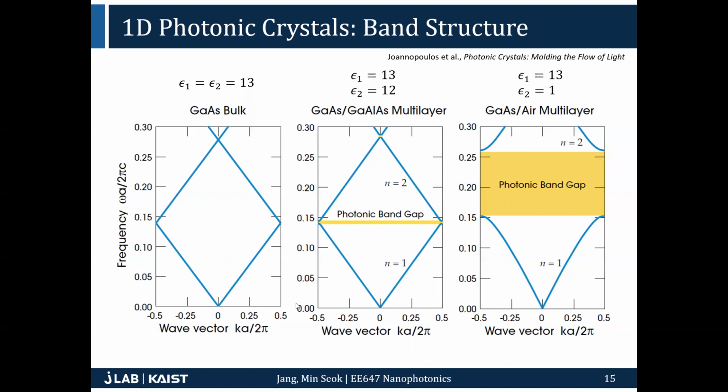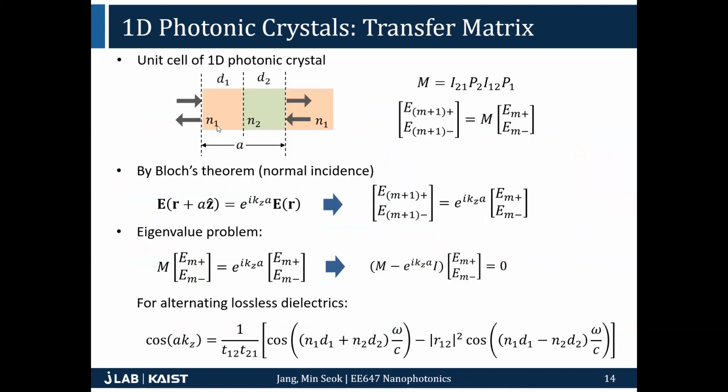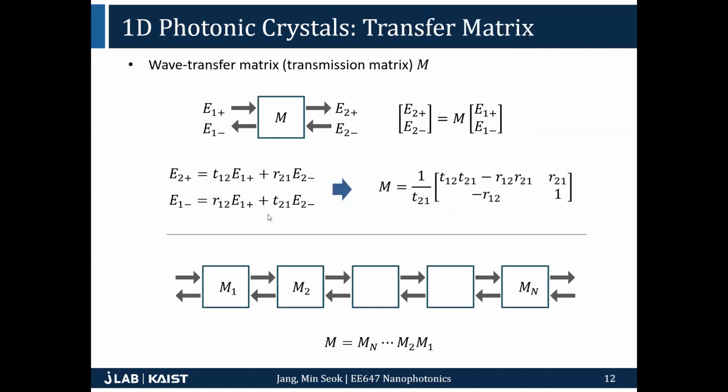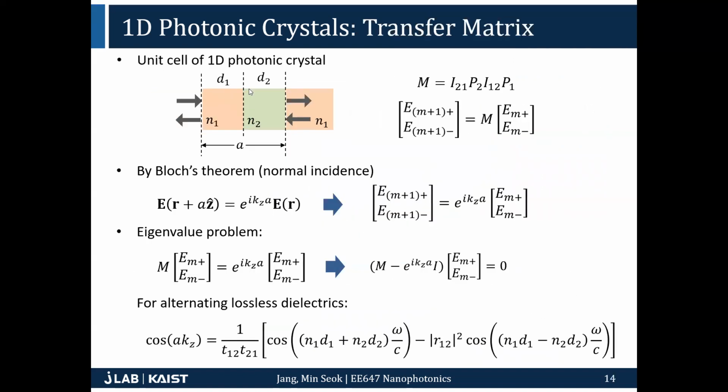Okay, Chang Min-soo asks, slide 14. Oh, yes, N1 and N2 are repeated, as we said. What we want to solve is the figure in slide 11, where N1 and N2 are repeated with periodicity A. So in order to solve this problem, I introduced the transfer matrix method. And then we get up to this point.